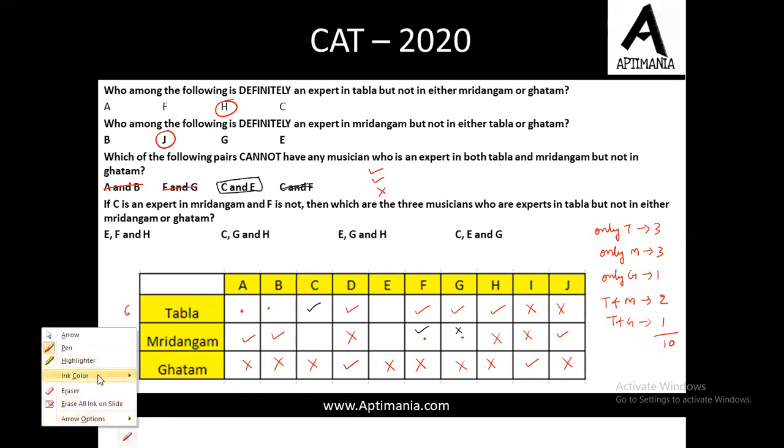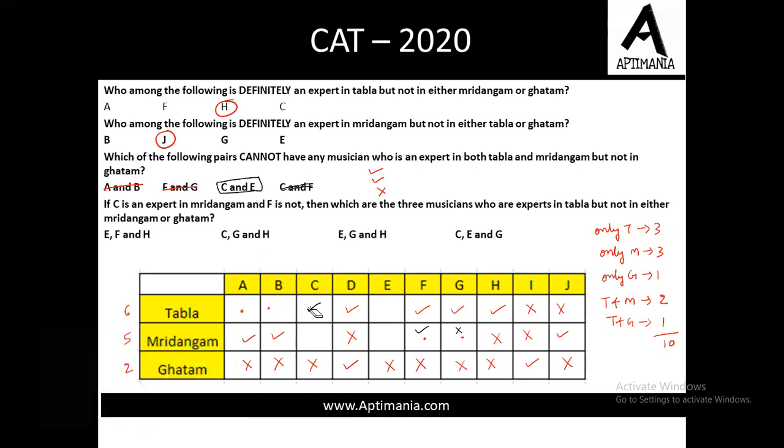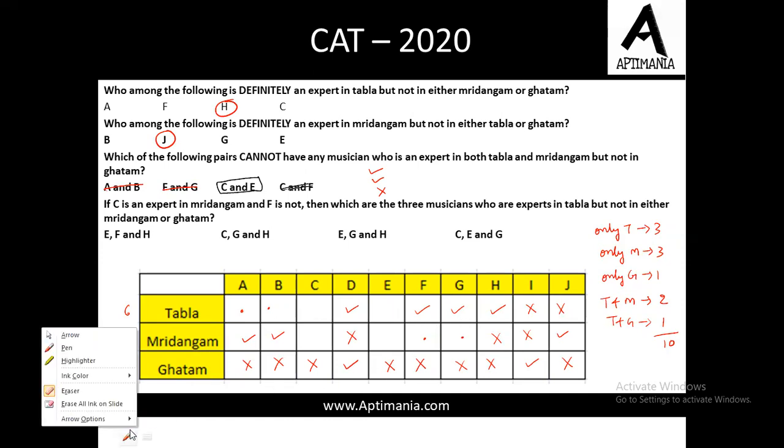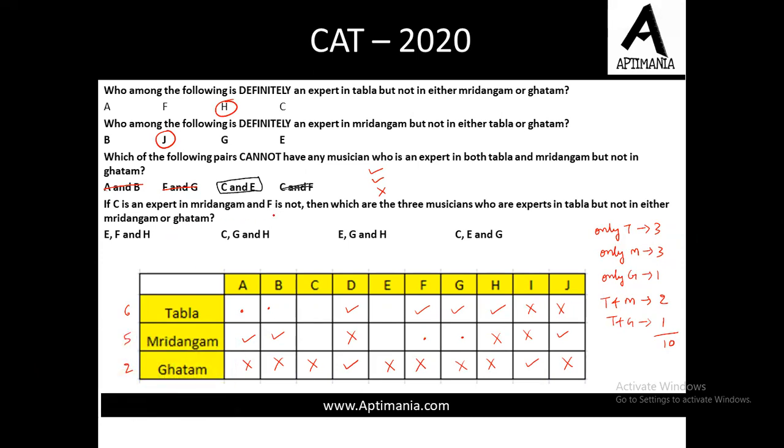Now let me remove this since we are moving to other questions. So I need to erase this. Okay. So moving to the last question, and the question is, if C is an expert in mridangam, so let me put a tick over here. And F is not an expert in mridangam. Now we know that out of F and G, one has to be an expert in mridangam. So it has to be then G.